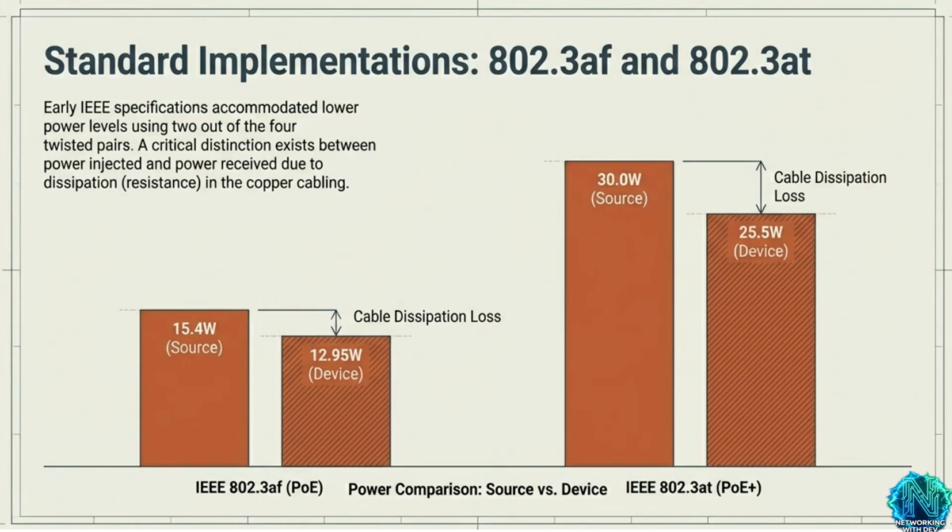To handle more demanding hardware like PTZ cameras or Wi-Fi access points, we use IEEE 802.3at, or PoE+. This nearly doubles the capacity, injecting 30 watts at the source to ensure at least 25.5 watts are available at the device. Understanding this loss is critical. You must always calculate your power budget based on the device requirement, not just the source output. Next, let's look at the ultra-high power standards that are pushing these limits even further.